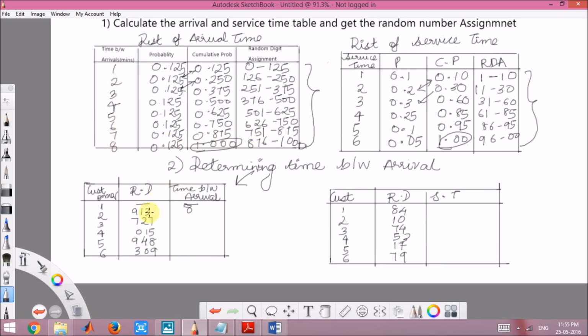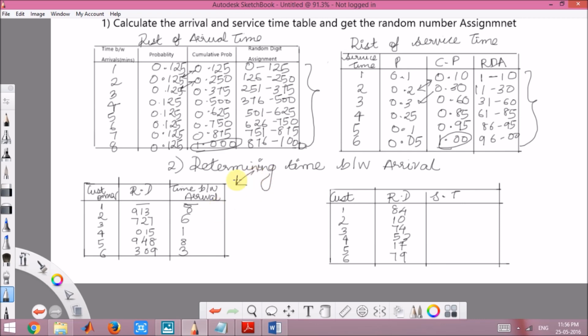So using this random data, we find out where it actually lies. Let's look at the next data, 727. 727 lies here, 626 to 750. That is 6, so we write 6. Similarly, we find where 15 lies. 15 lies in 1. Then 948 lies in 8, and 309 lies in 3. So this is how we get the time between arrival: first being nil, then 8, 6, 1, 8, 3.